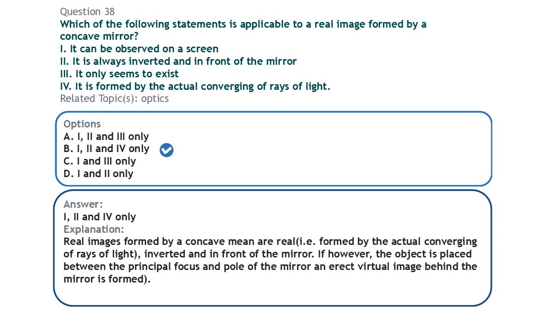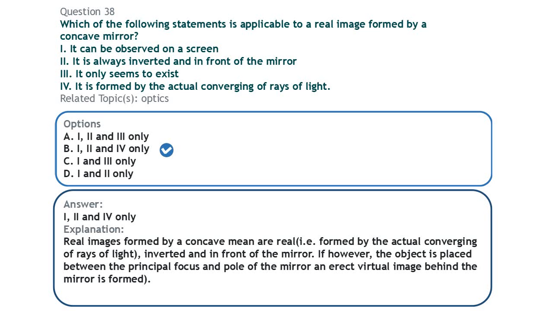Next, that it is inverted. Yes, the image is always inverted and in front of the mirror, unless it's a virtual image under the condition that has been stated already. It only seems to exist is wrong. We say it only seems to exist, that means we are saying that the image is virtual. It's a virtual image, that is what we call a seeming image.